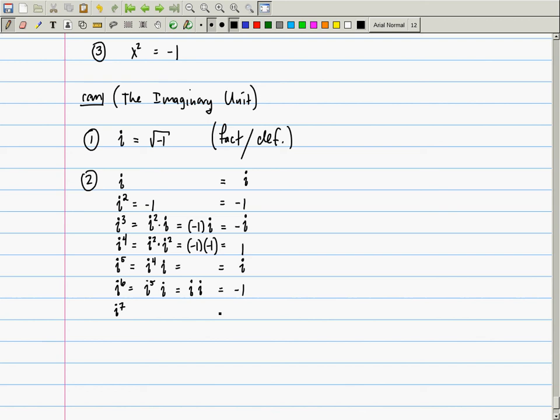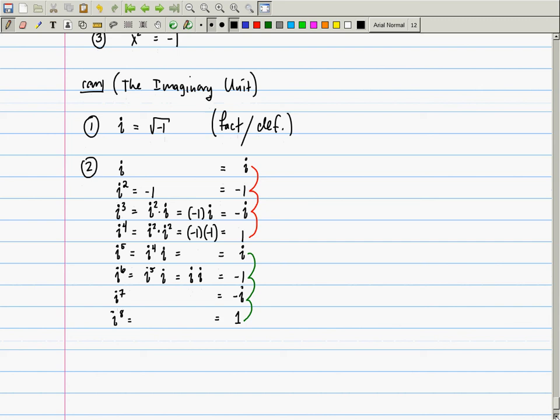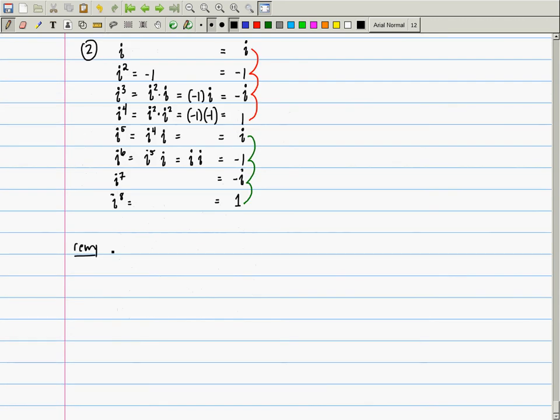Someone should see the pattern by now. What should the answer be for I to the 7th? Negative I. Exactly. So notice, the pattern repeats after every 4 cycles: I, negative 1, negative I, 1. I, negative 1, negative I. What will the next one be? 1. Good. Any question about the imaginary unit? Okay. That being said, now we can define a complex number.